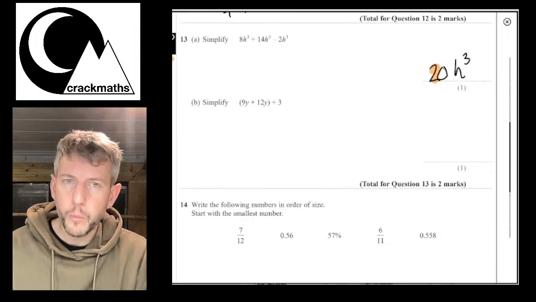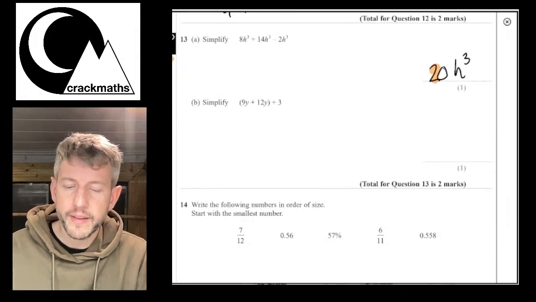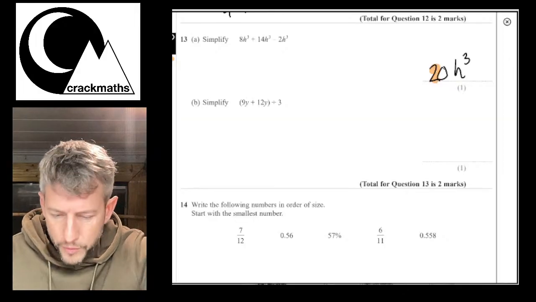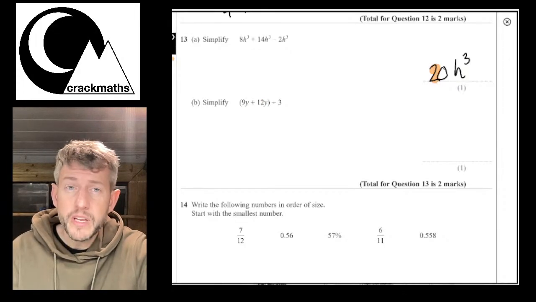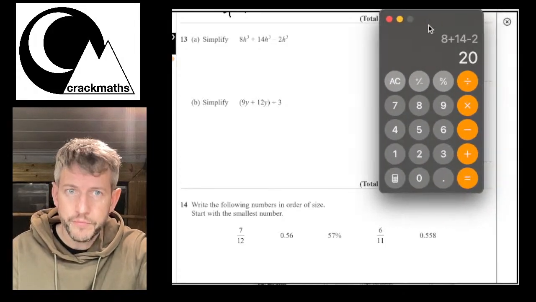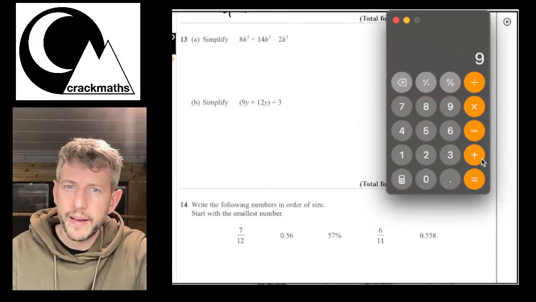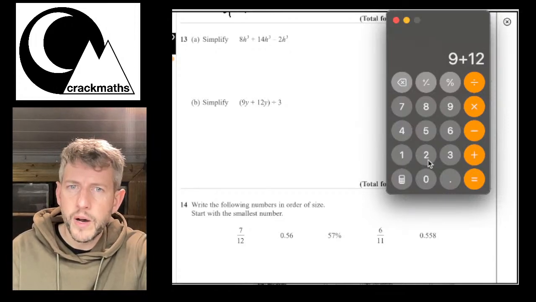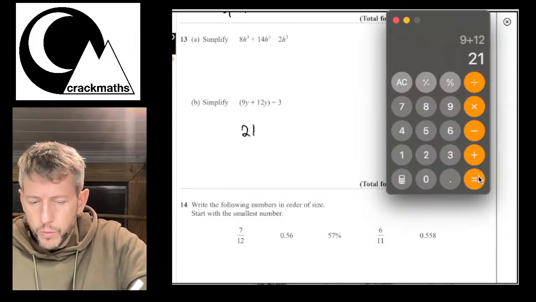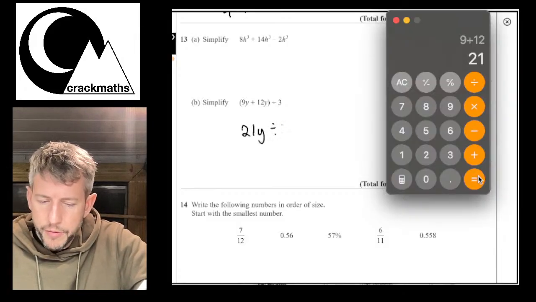Right, part B. Simplify 9y plus 12y divided by 3. Okay, so again, they're both y's, so we can just add those together to start off with. So 9 add 12, again, I'm just being lazy because I've got my calculator. 9 add 12 equals 21. So here we've got 21y divided by 3.